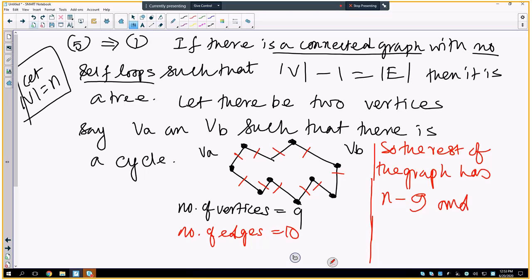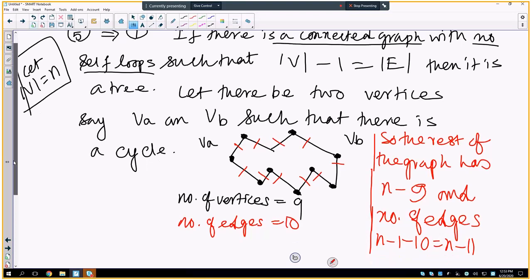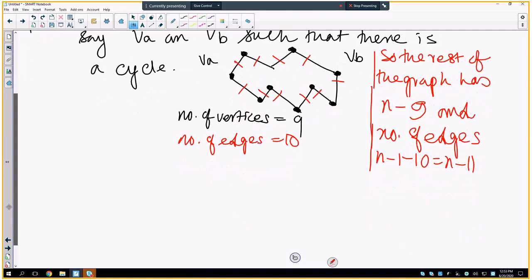will be what? The number of edges already was 1 shorter than n, so it was n minus 1, but then I have counted 10 of them in my cycle. So it's n minus 11. So you have n minus 9 vertices, n minus 11 edges. So there are at least 2 vertices, since n minus 11, the number of edges, is less than n minus 9 by 2.